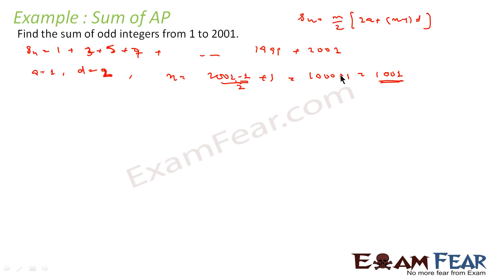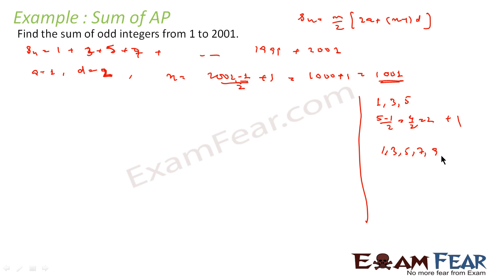Why have we added plus 1 here? Let's try to prove this. For example, suppose we have to find the number of terms for 1, 3, 5. Here last term minus first term by 2 is 5 minus 1 by 2, that becomes 4 by 2, that is 2. But the number of terms is 3, so we have to add 1. That's why here also we did last term minus first term by 2 plus 1.